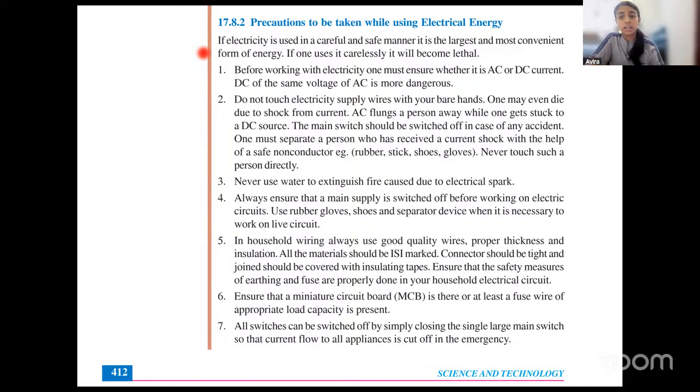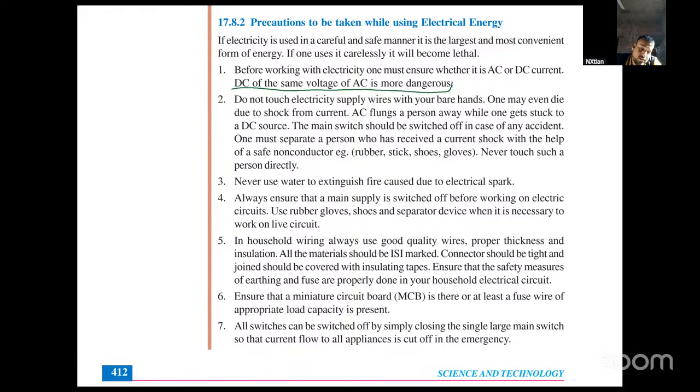After working with electricity, one must ensure whether it is AC or DC current. DC at the same voltage as AC is more dangerous. So if the question comes, why is DC of the same voltage more dangerous, what will you write? David, what will you write? If the question comes like this, why is DC of the same voltage as AC more dangerous?